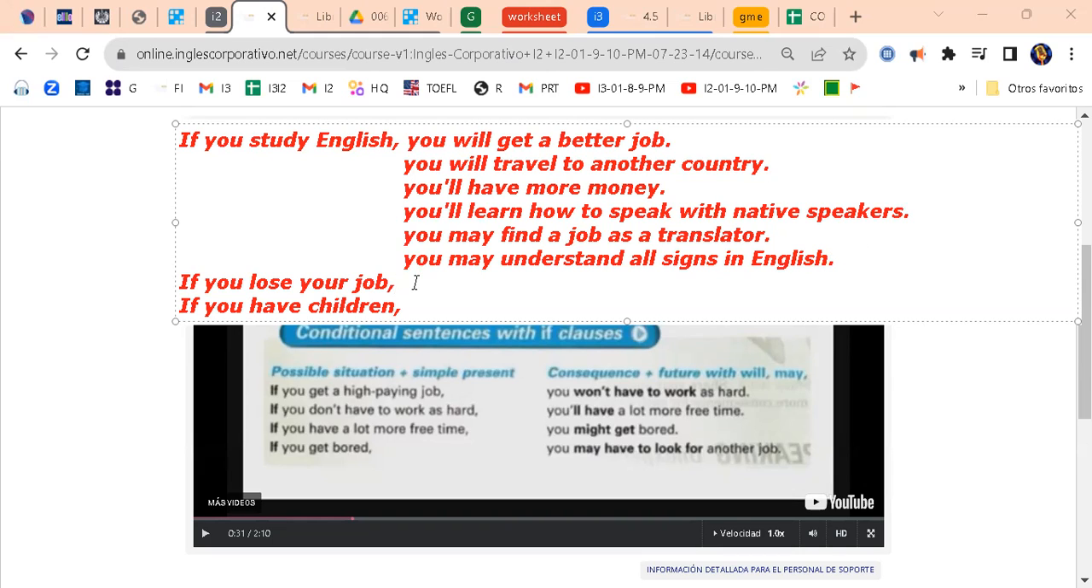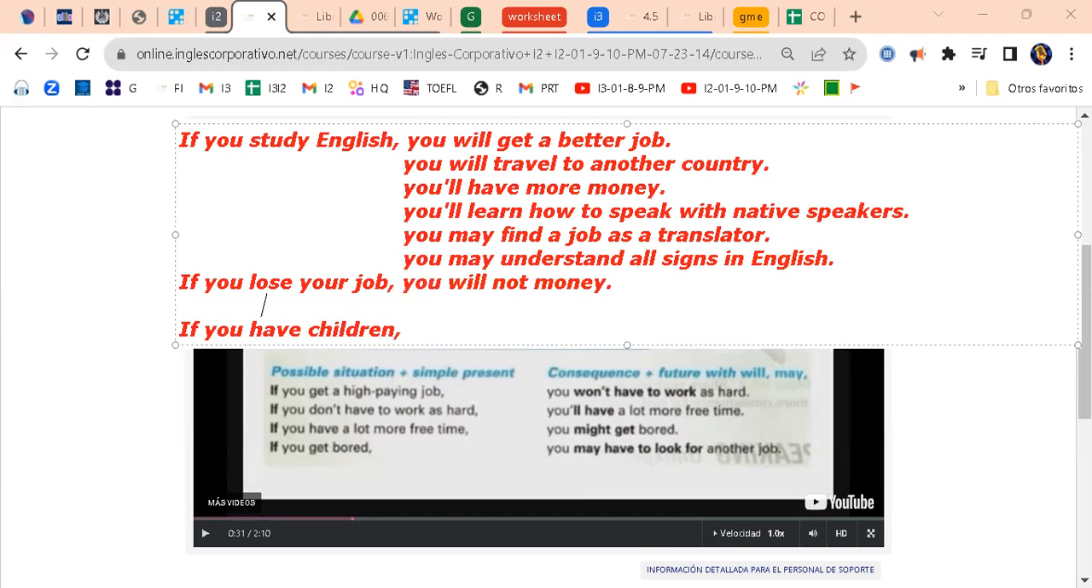Okay, second example. If you lose your job, what is going to happen if you lose your job? You're gonna get a job with English, right? If you lose your job, you won't have money. You will? Will not have money. Okay, you will not have money. So what else could happen if you lose your job? Okay, you will not, you won't. If you lose your job, you won't have to wake up early, for example.